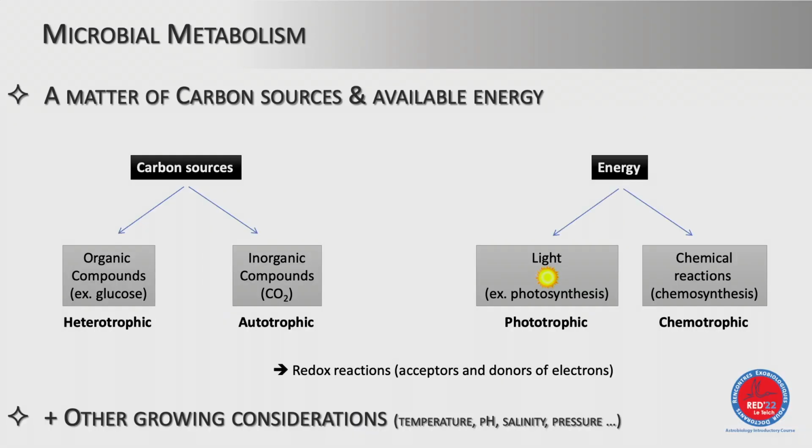When you think about a microbe, where it lives, you have different carbon sources. In microbiology, we call them heterotrophic when they need organic compounds, like glucose or bigger molecules. And we call them autotrophs when they need inorganic compounds. For the energy source, you have photosynthesis, so the energy from the light, and also energy from chemicals, and we call them chemotrophs. All of this, the microbial metabolism relies on redox reactions with acceptors and donors of electrons.